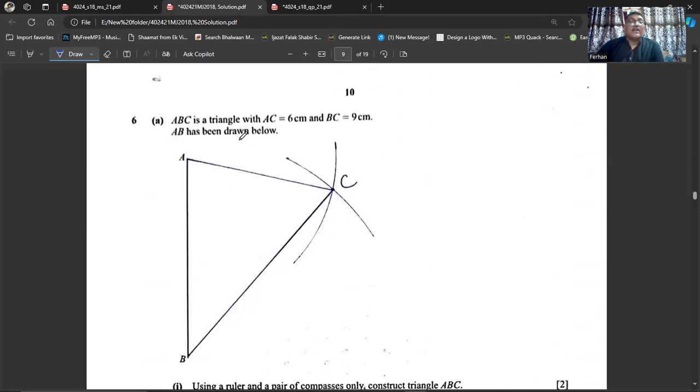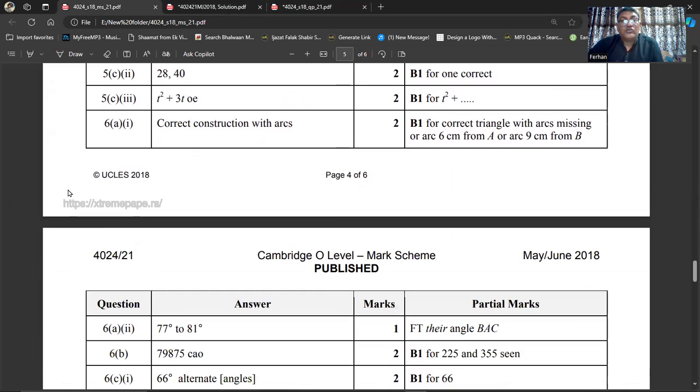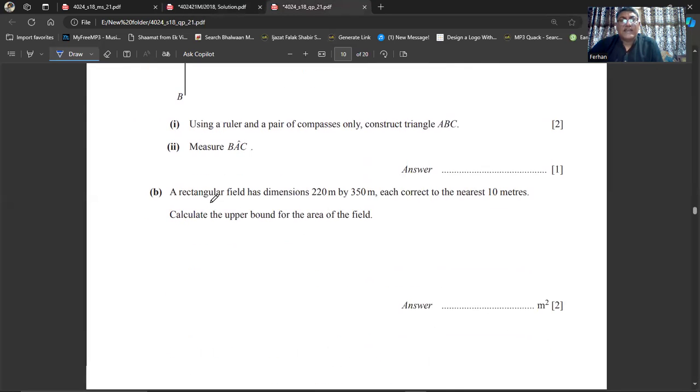You can see, now I have opened my compass 6 centimeter. I have taken A as the center. I have drawn this arc of radius 6 centimeter. Then I will open my compass 9 centimeter. I will take B as the center. I will place the needle of the compass on B and I will draw this arc of radius 9 centimeter. Where these two arcs have intersected each other, that is the point C, and I will join it with A and B. And this is how I will draw this triangle. Hopefully you understand. This was the A part.